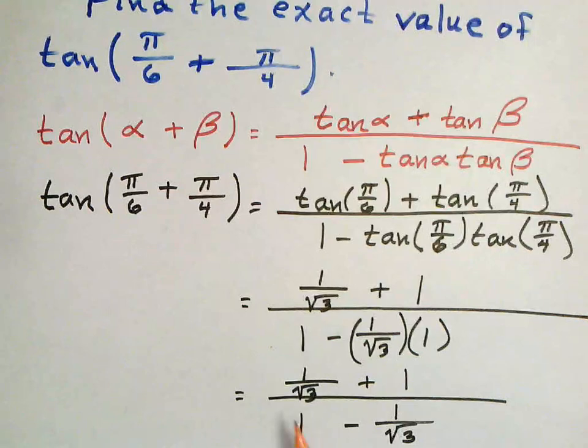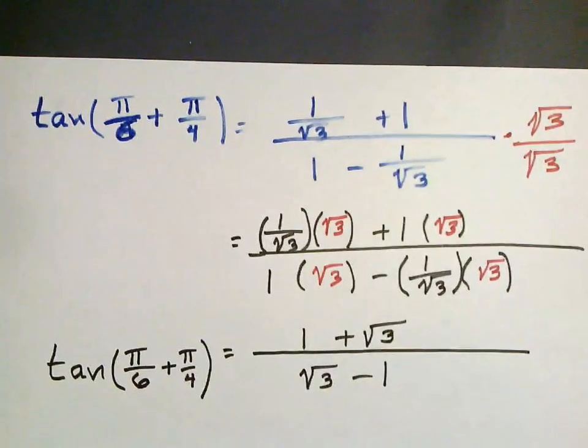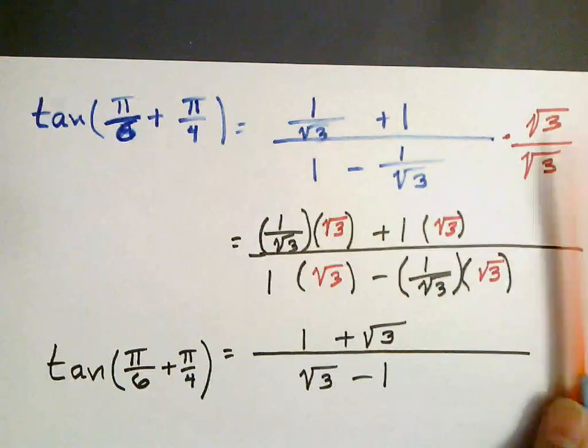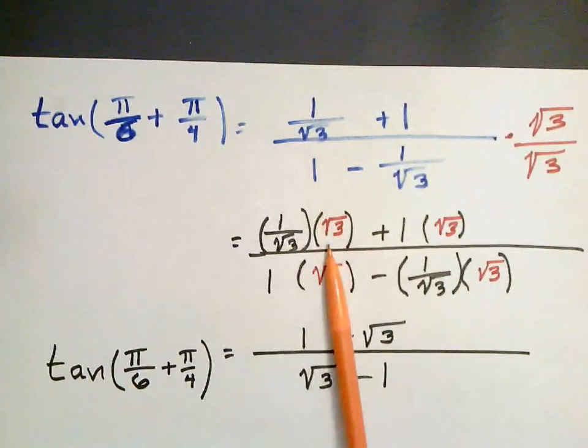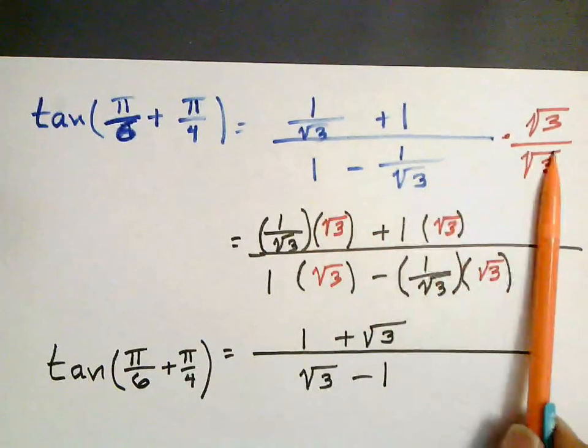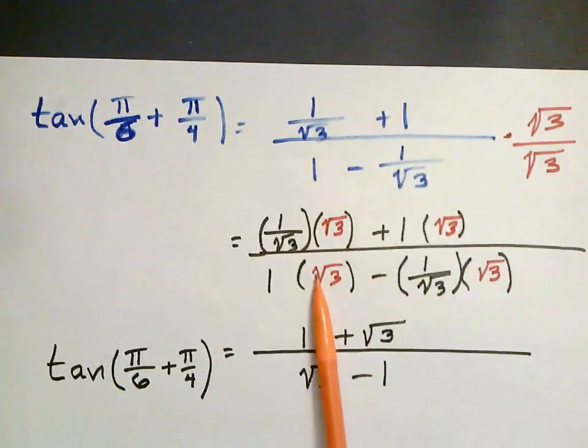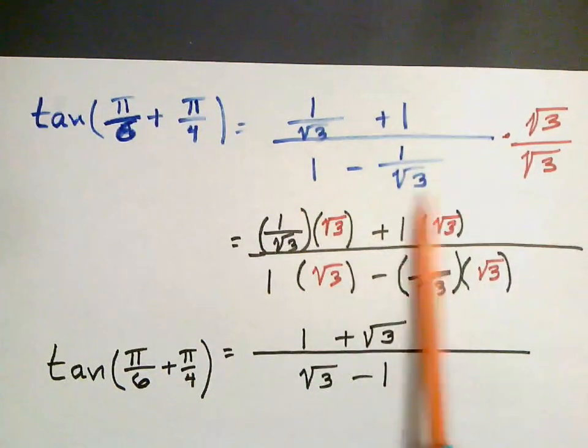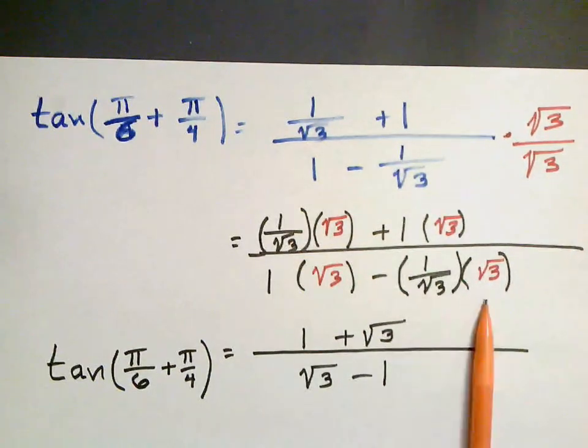Well, I want to get rid of this denominator here. I have a square root of 3 in the denominator here and here. So the least common denominator is simply square root of 3. So what I'm going to do is multiply both terms in the numerator and both terms in the denominator by square root of 3. So it's 1 over square root of 3 times square root of 3. 1 times square root of 3. 1 times square root of 3 in the denominator. Negative 1 over square root of 3 times square root of 3 here.